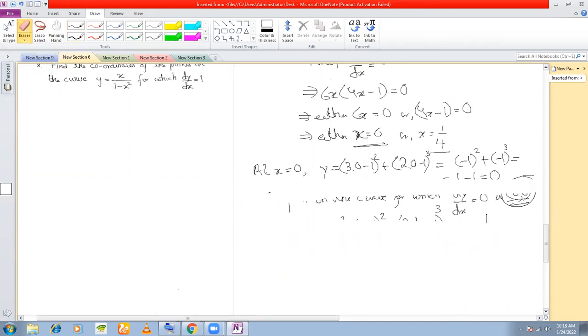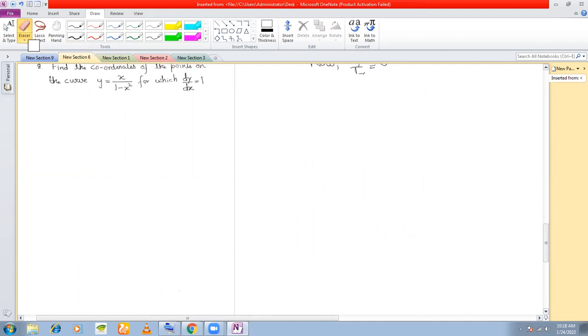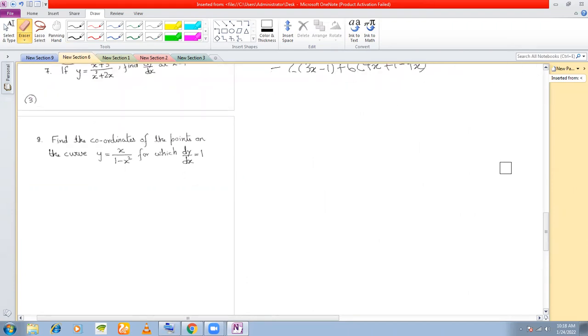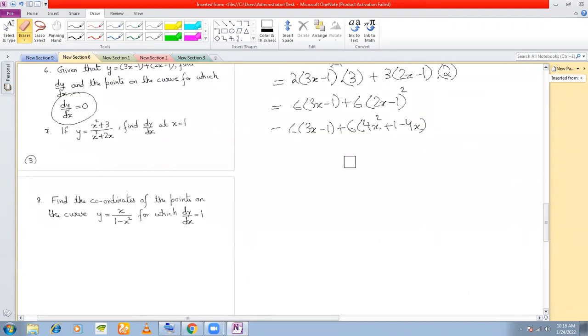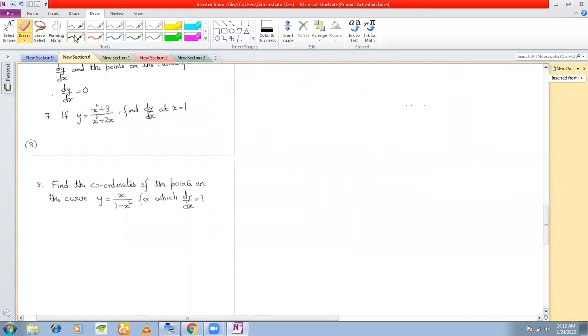Last question from this exercise. Very similar question for the second last question. Okay. Number 7. Given y is equal to x square plus 2, x square plus 3 divided by x square plus 2x. You need to find dy dx at x is equal to 1. Okay. So how to find dy dx?